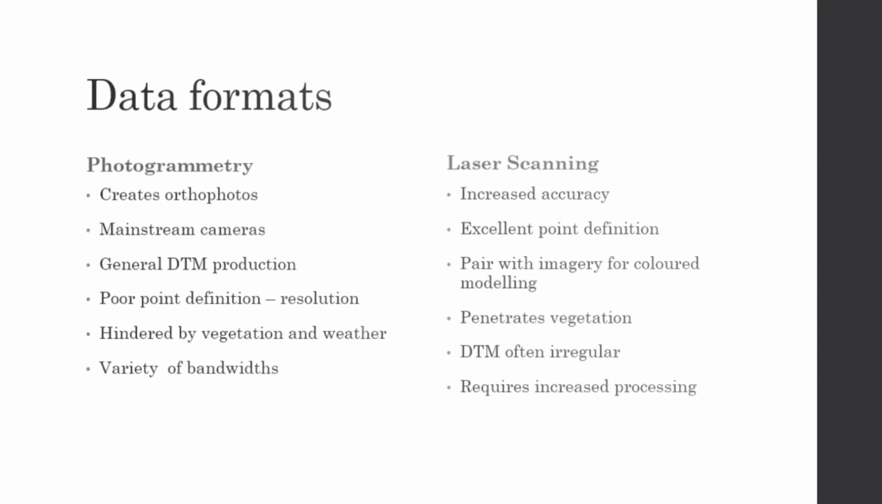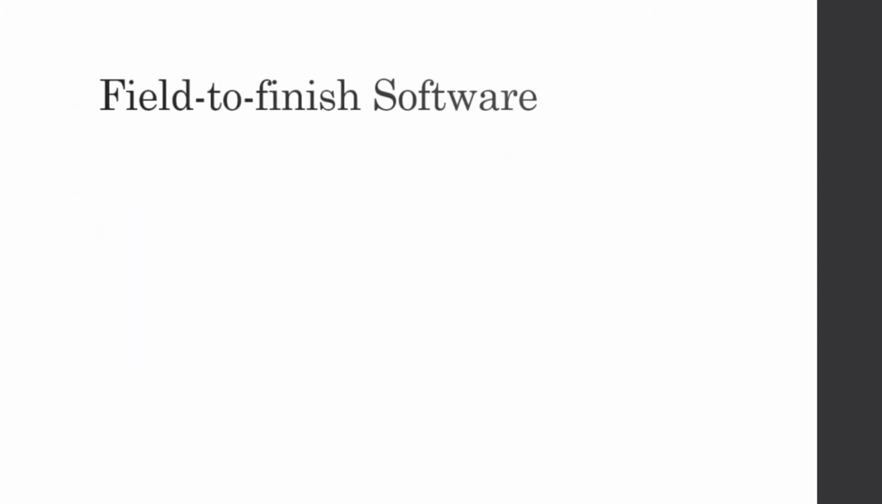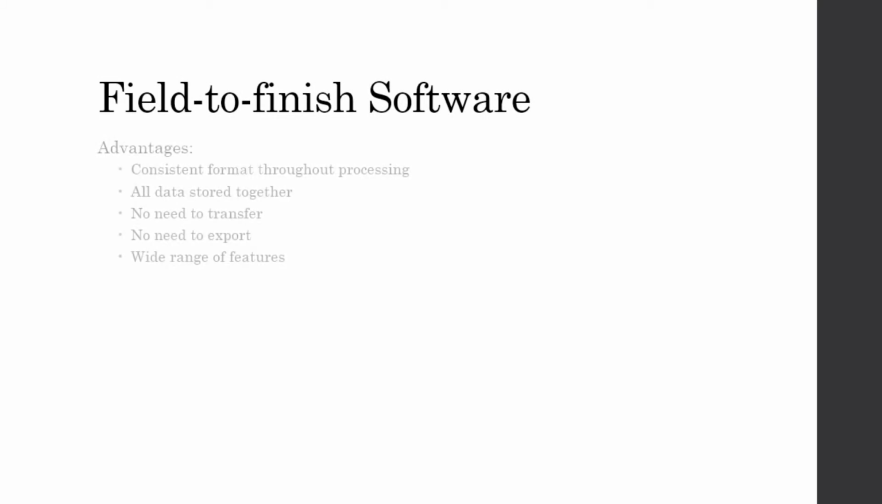UAVs usually use a field-to-finish software to process the data. The advantages are that they have consistent formatting throughout the whole process, all data is stored together, there is no need to transfer data between projects, and there is also no need to export, and there are a wide range of features. Field-to-finish software has a number of disadvantages.